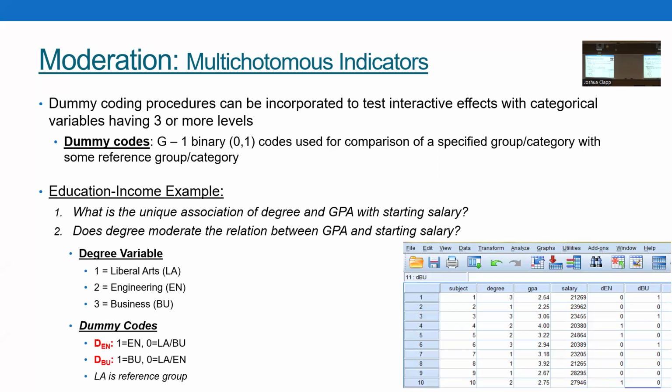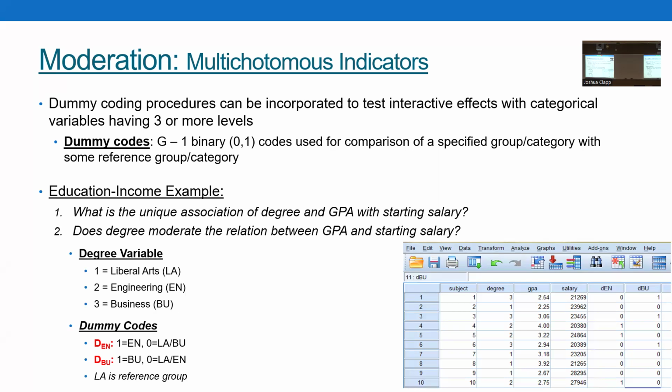So how do we represent this within a regression model? Well, one way to do it, there are a lot of ways, we could go through and dummy code. I'm going to decide that liberal arts is my reference group. I've got 3 levels, so how many dummy codes do I need? 2, right? So I've got a dummy code for engineering.